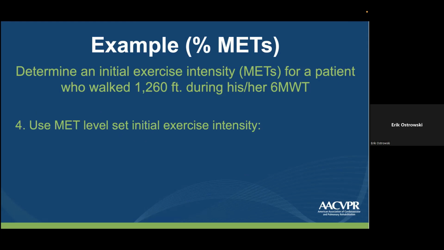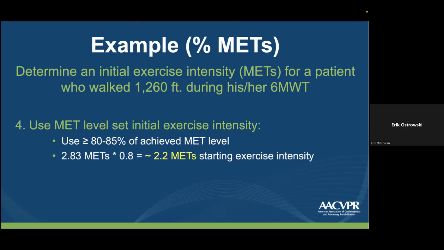So what we want to do then is use the MET level of the 6-minute walk test to determine a patient's individual initial exercise intensity. So here we'll use 80 to 85% of their achieved MET level, which was that 2.83 METs. So we take 2.83 METs times 0.8, which gives us about 2.2 METs, and this would be your starting exercise intensity using METs for a patient.